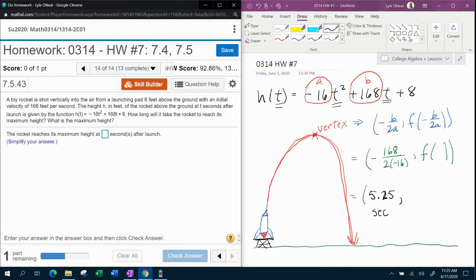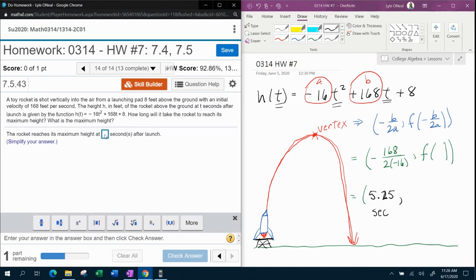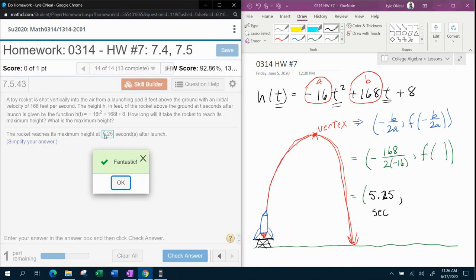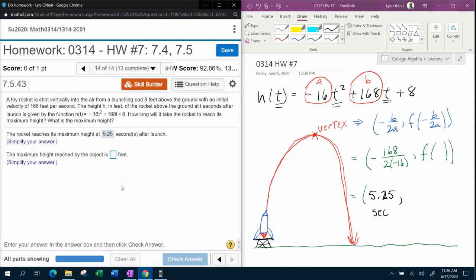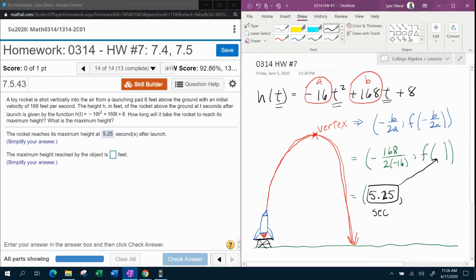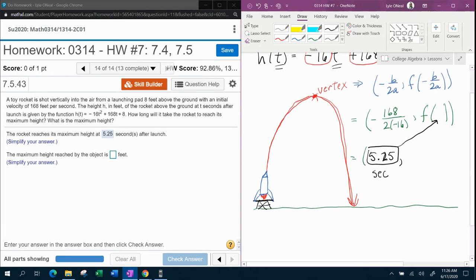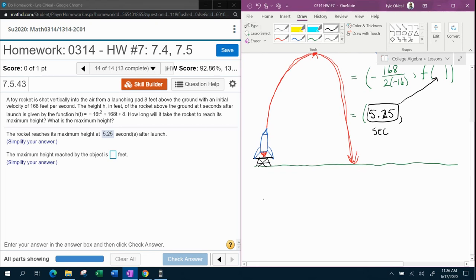And so we're going to plug that into MyLab Math and see if it accepts the decimal. 5.25 seconds. Look at that. Got it. Now, the maximum height, we're going to find that by taking the 5.25 and plugging that into the function. So if I scroll up a little bit, we're actually going to find h of 5.25. That's going to be the height.